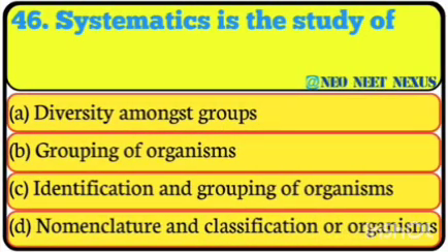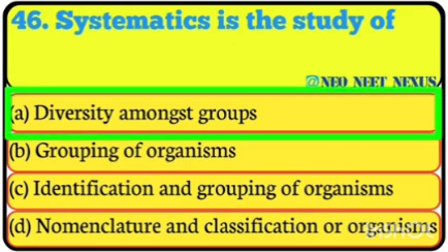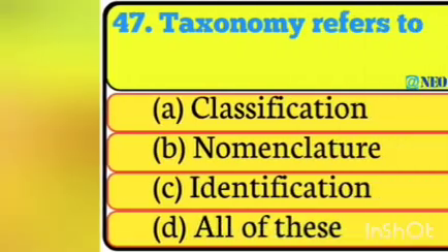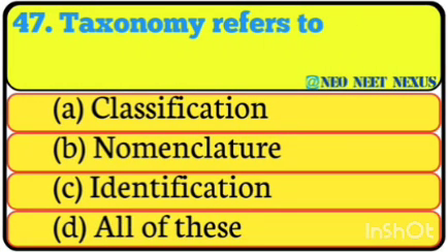Next, systematics is the study of A. Diversity amongst groups. B. Grouping of organisms. C. Identification and grouping of organisms. D. Nomenclature and classification of organisms. Correct answer is option A. Diversity amongst groups. Next, taxonomy refers to A. Classification. B. Nomenclature. C. Identification. D. All of these. Correct answer is option A.